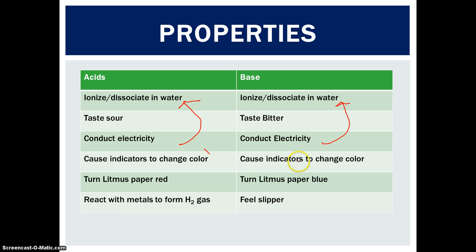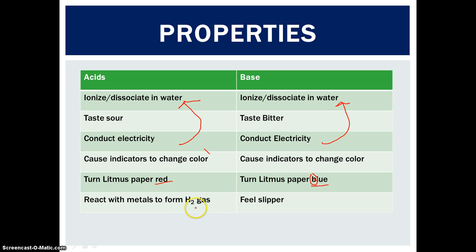Both of them cause indicators to change color. Now, they cause indicators to change different colors, which is how we tell them apart, but they both can cause color change in certain situations. The easiest marker for us to use is litmus paper. You probably used it in some of your middle school science classes. Acids turn litmus paper red, and bases turn litmus paper blue. So B for base helps you remember blue, and then acids turn it red.